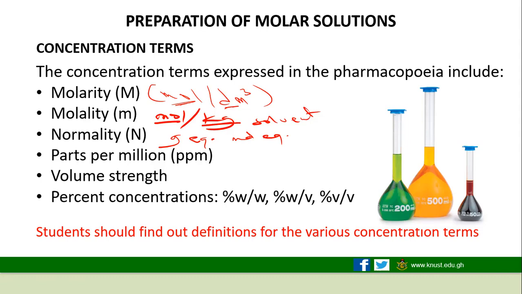The next term is volume strength. Volume strength is a quantity that is peculiar to hydrogen peroxide. And so you hear about this when we are talking about hydrogen peroxide. If we say hydrogen peroxide has 1 volume strength, it means if you pick 1 volume of it, it will produce 1 volume of oxygen gas. That's what we are saying.